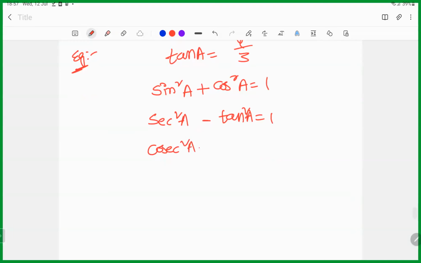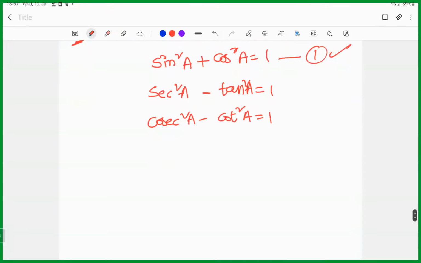Sec square A. Can you prove? Already we have proved this one. Can you prove the second one? How to prove this one? Rohit? Secant square A minus tan square A equal to 1.